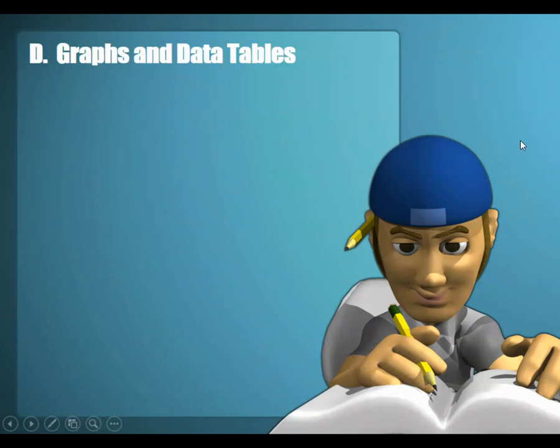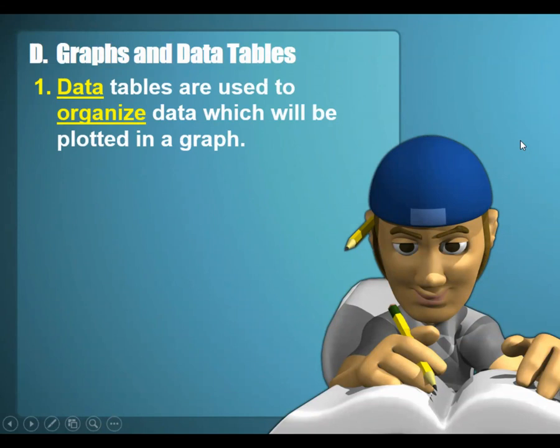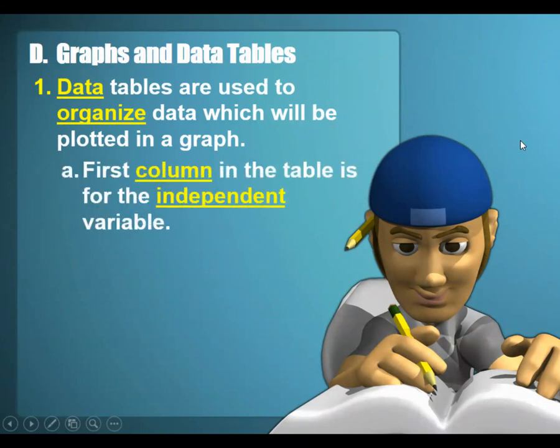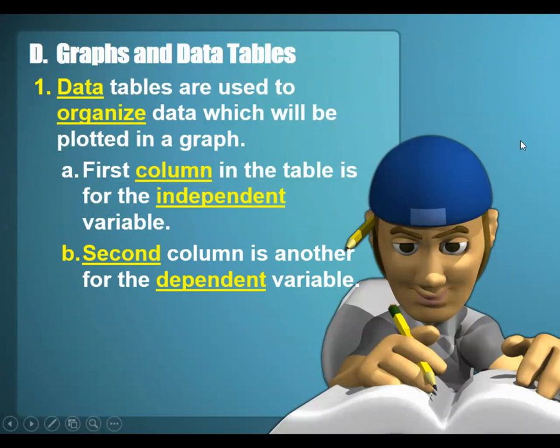All right, so now when we've done an experiment, we've got to do something with the data. So we're going to make data tables and graphs. Data tables are used to organize data, and later it'll get plotted on a graph. The first column in the table is for the independent variable, like we said before on our data table, and the second column is usually for the dependent variable.